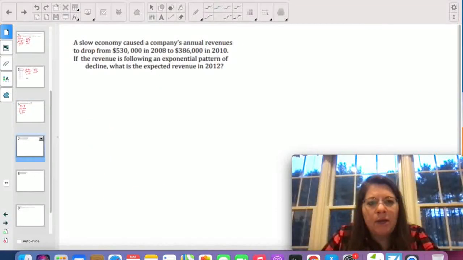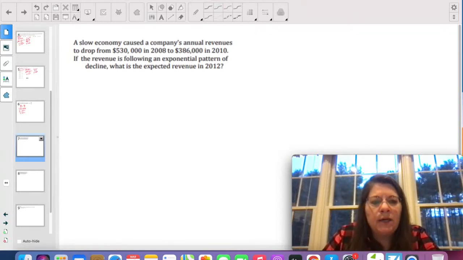A slow economy caused the company's annual revenues to drop from $530,000 in 2008 to $386,000 in 2010. If the revenue is following an exponential pattern of decline, what is the expected revenue in 2012?